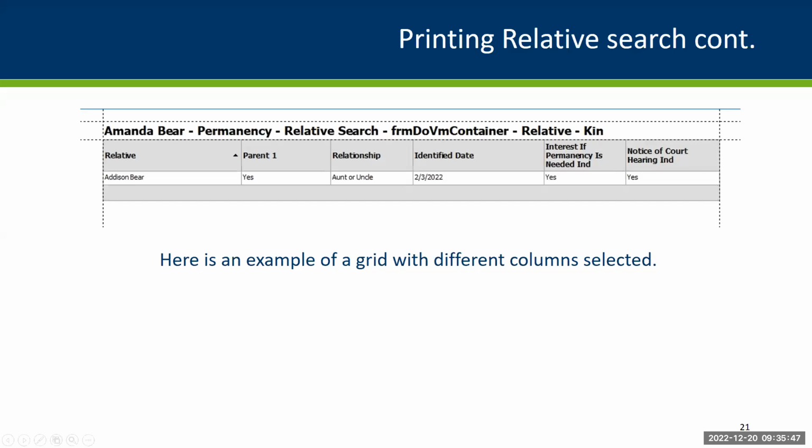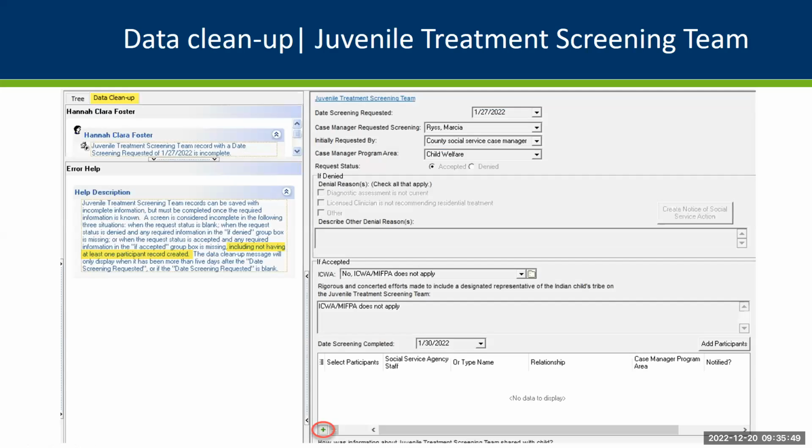Thanks, Erica. Okay, so we have a couple of newer data cleanup messages that we wanted to talk about. We've had some questions come in. One of the common questions that we've been getting is on one of the newer data cleanup items on the juvenile treatment screening team record. And it says juvenile treatment screening team record is incomplete.